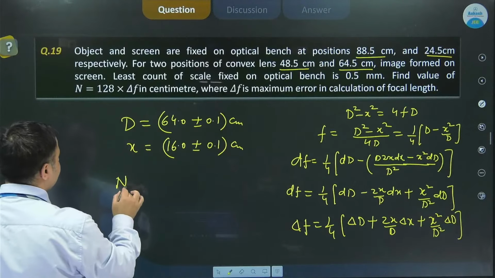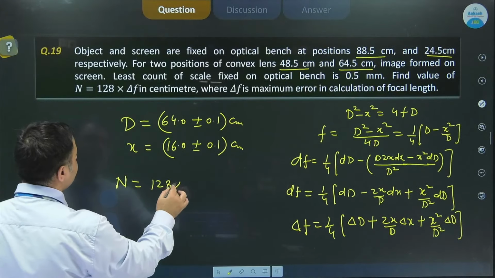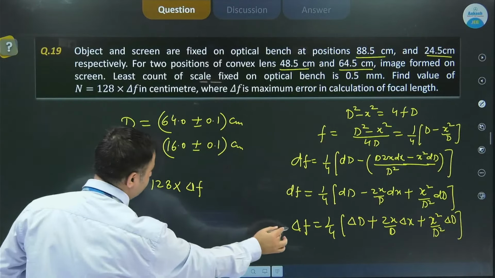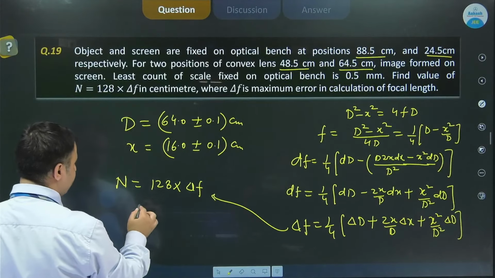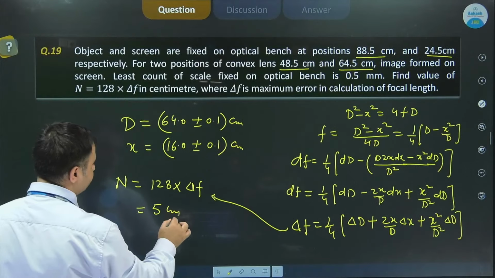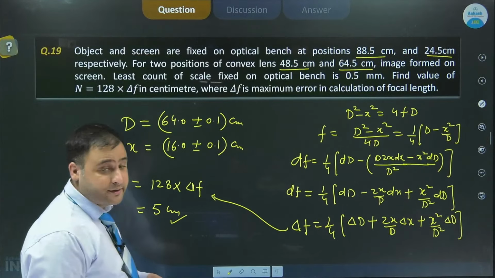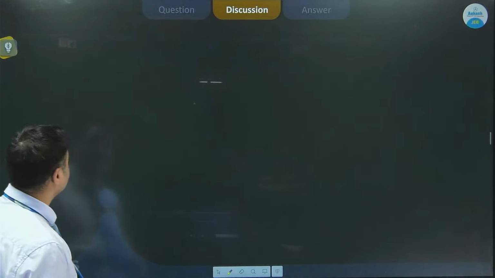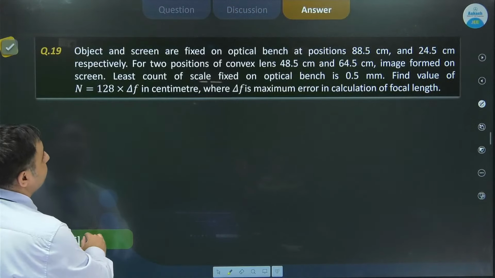Now we have to find 128 times delta f. So putting the value of delta f and multiplying by 128, we will find it as 5 centimeter. So let's see the answer. 5 is the answer.